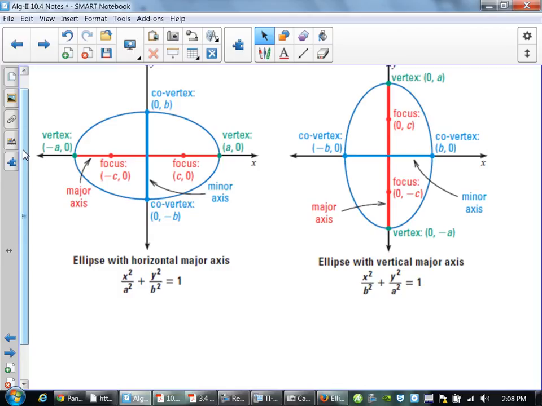Co-vertices will be at (B, 0) and (negative B, 0). And where do you think your foci will be if you're stretched up and down? We have the y-axis here. So we have a vertex, we have a focus, and we have a co-vertex.